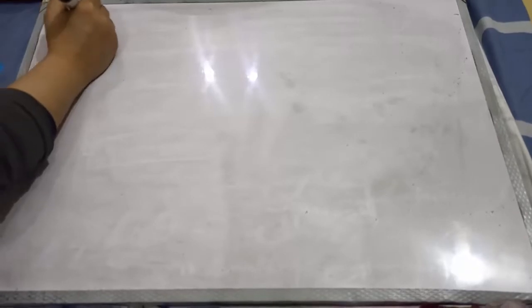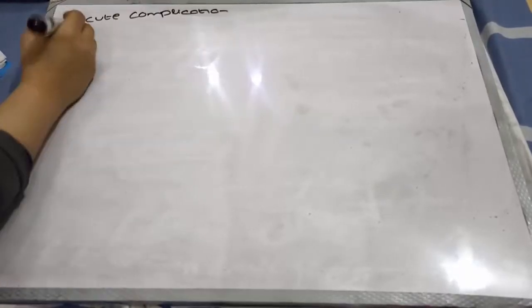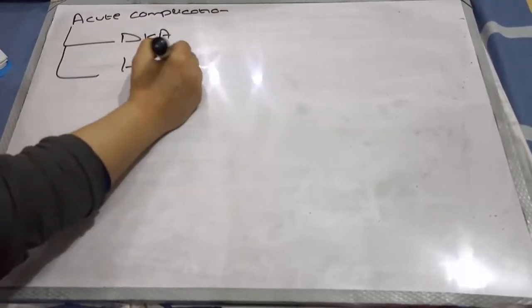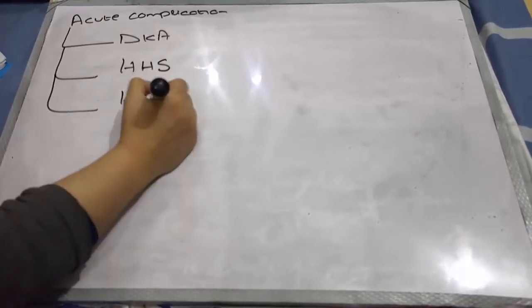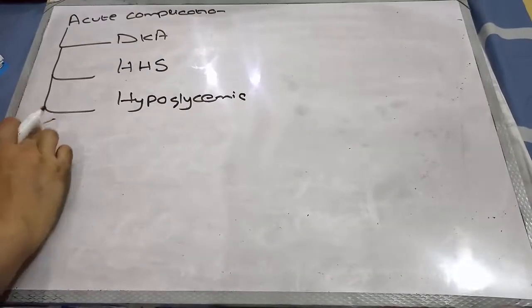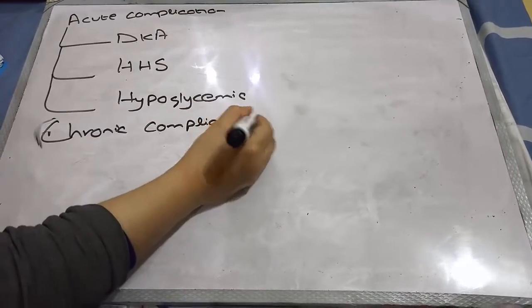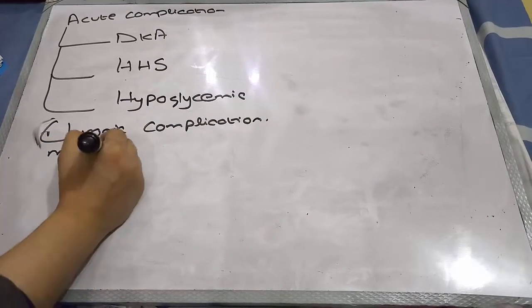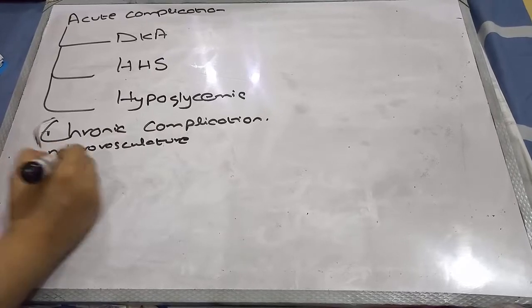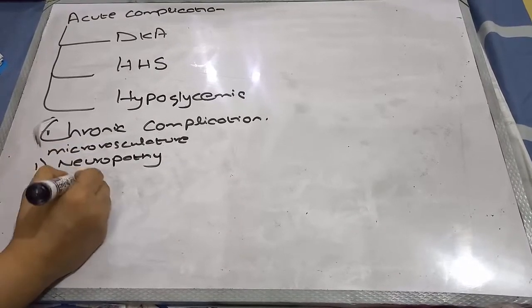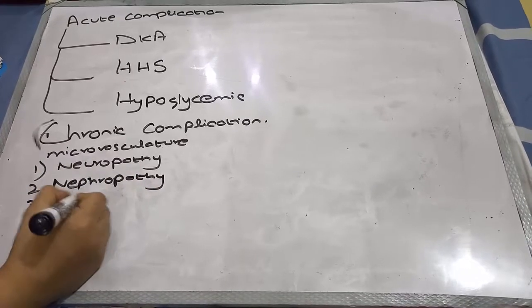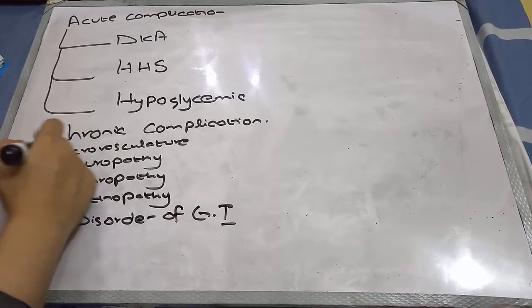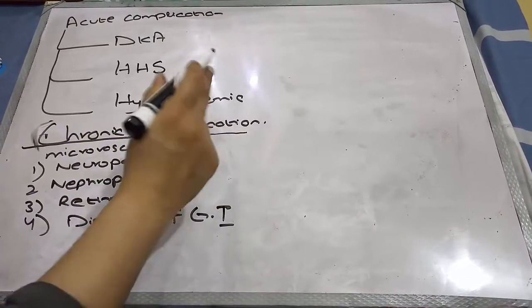Earlier, we have discussed the acute complications: DKA, diabetic ketoacidosis, hyperosmolar hyperglycemic state, and hypoglycemia. Now, what comes in the chronic complications? The chronic complications of diabetes include the microvascular ones. In microvascular complications, number one is neuropathy, number two nephropathy, number three retinopathy, and number four disorder of the GI tract.